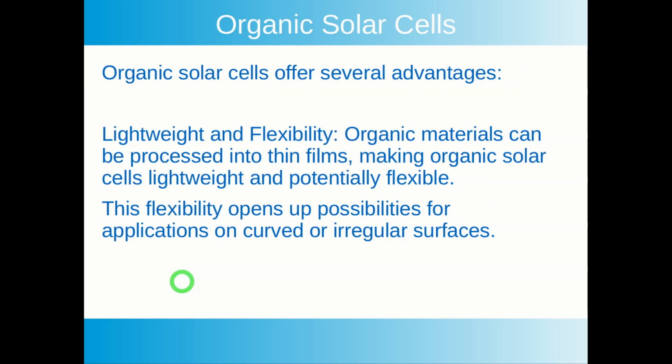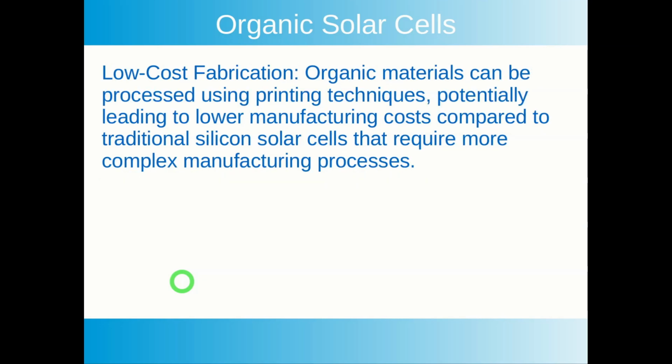Organic solar cells have the advantage of being lightweight and flexible. They can be processed into flexible thin films. Due to the simpler printing processes required to make organic solar cells, they can avoid the more complex manufacturing processes required for silicon-based cells, and therefore the cost of fabrication could be lower.